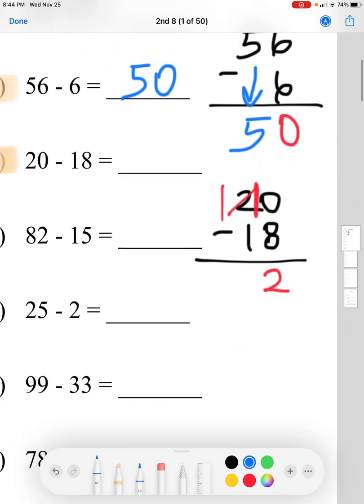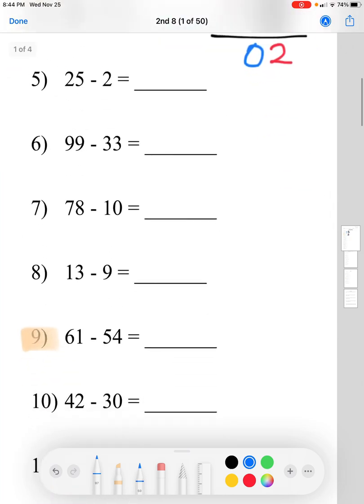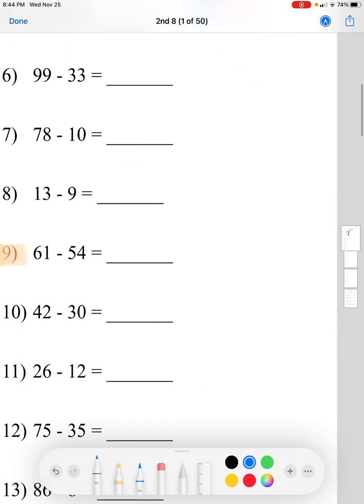Then the tens place right here, now we have 1 minus 1, which is 0. So 20 minus 18 is 2. Let's go over one last example, 61 minus 54.